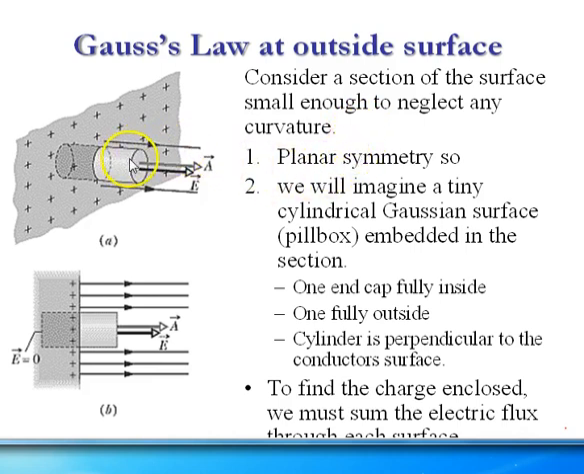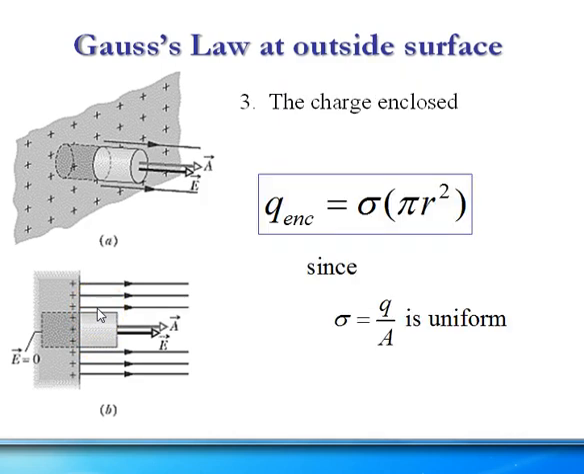So we can look at our Gaussian cylinder, or our Gaussian pillbox, and we'll embed that into the surface of our conductor. If we look at our cross-sectional view here, one end cap is fully inside the conductor, one end cap is fully outside the conductor, and the cylinder is perpendicular to the conductor's surface as well, so the central axis of the cylinder is perpendicular to the surface. So to find the flux, we must sum the electric flux through each of the three surfaces.